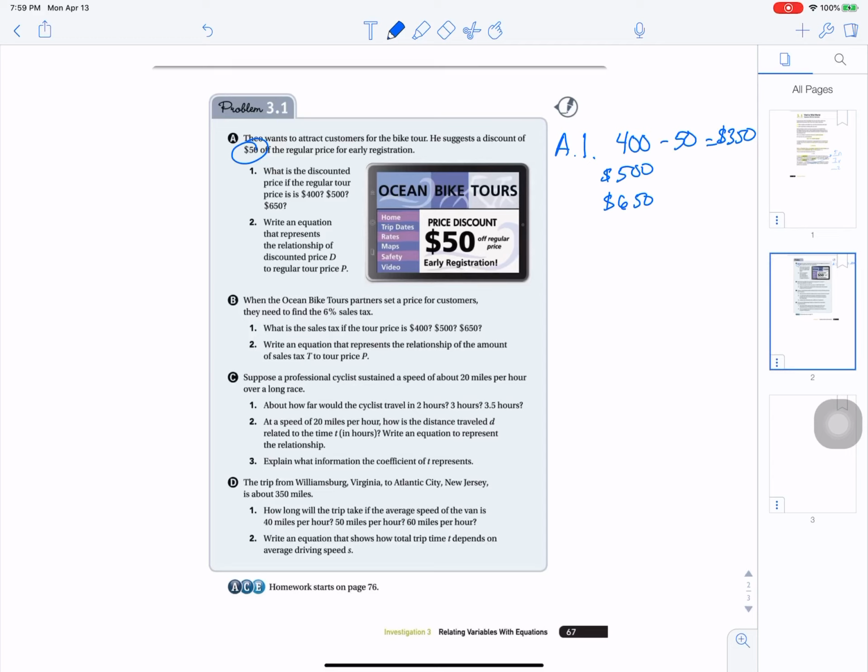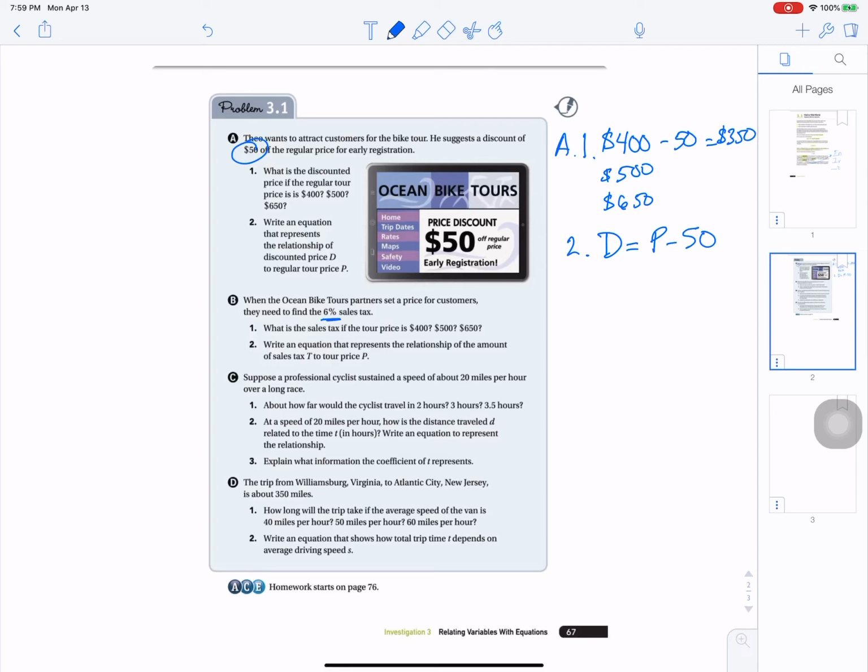Pretty straightforward. Now, we need to write an equation that represents the relationship of the discounted price D to the regular tour price P. So what did we do here? We took the regular price minus 50, which was the discounted price. So essentially, we have the discounted price equals the regular price minus 50, D equals P minus 50. So there's your equation. That's what I want you to do going forward.